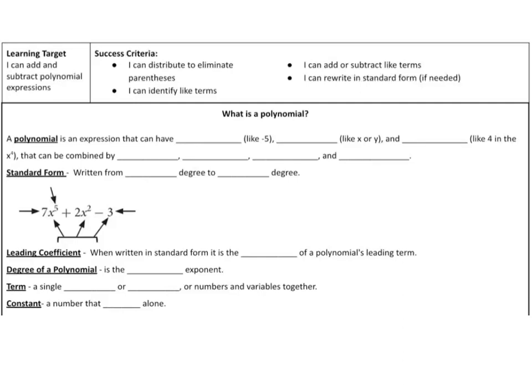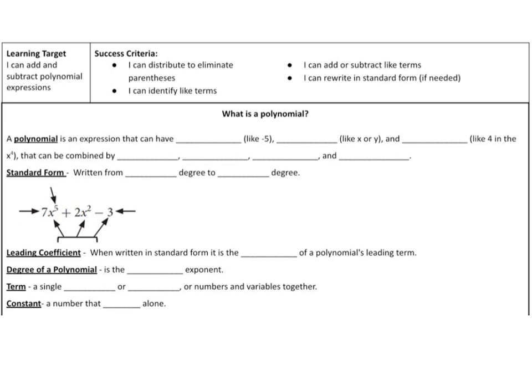Hey guys, welcome to Unit 6. The first lesson in Unit 6 is learning how to add and subtract polynomial expressions. You've heard the word expressions before, you've heard of adding and subtracting, but you might not have heard of the word polynomial. So to get started, let's look at what is a polynomial, and then what are some other vocab words that we should know.